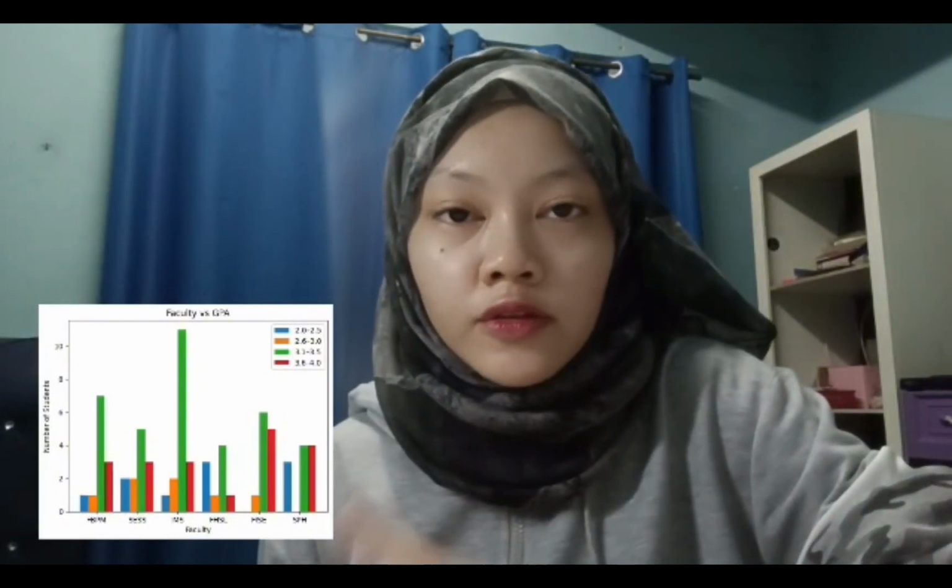Okay, next for the faculty versus GPA. From the graph, we can see that most students are in the GPA range of 3.1 to 3.5. For example, IMS has the highest number of students in this range, which is 11 students. Other faculties like BMP and FISE also have quite a number of students in this category.